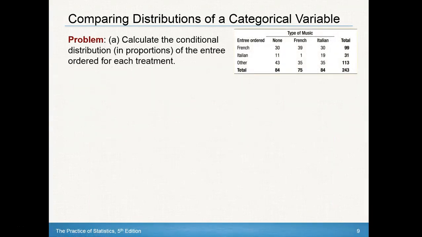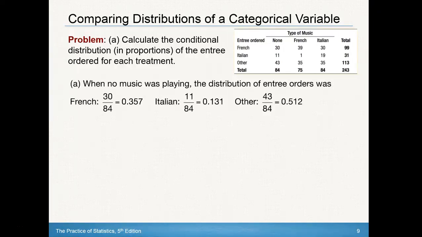Okay, so we're going to calculate the conditional distribution in proportions of the entree ordered for each treatment. Now, what does that mean, the conditional distribution? The conditional distribution is just taking a look at what the distribution was for each scenario. So, for example, when it says calculate the conditional distribution of the entree ordered for each treatment, what was the treatment? The treatment was no music, French music, or Italian music. So, based on the music, what type of entree was ordered?